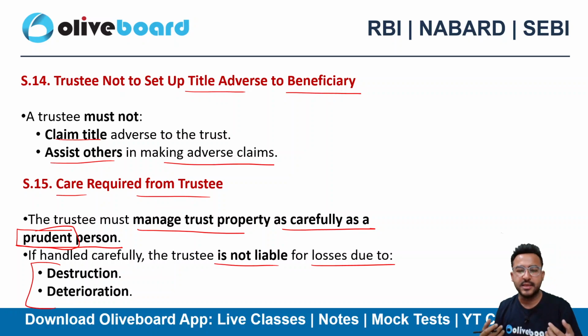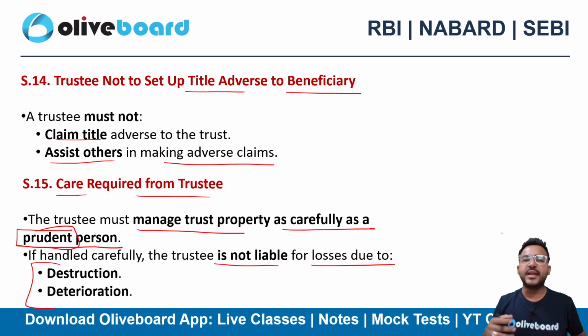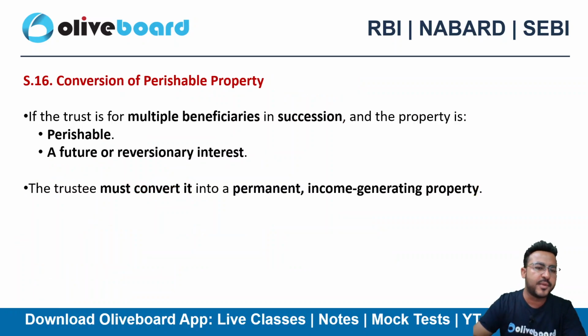Let's suppose I am the trustee. I have done the best I can do to protect the property. Still there is destruction, still there is deterioration in the property. I cannot do anything because I have taken reasonable measures to protect it. I am a prudent person, right? I have taken the maximum possible measures. Still there can be chances that the property is destroyed, or there is any kind of significant deterioration in it. Then I am not at all liable for it because I have performed my duty, right? I have performed my duty.